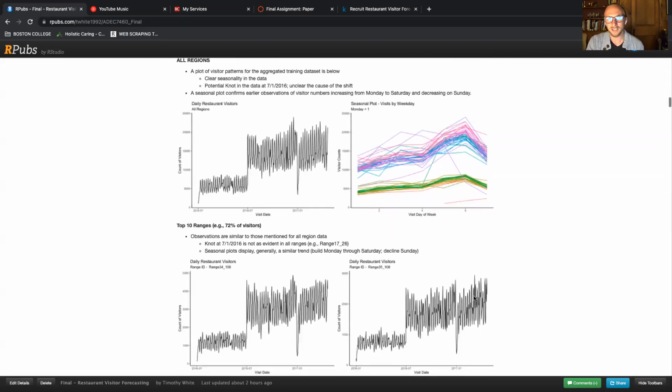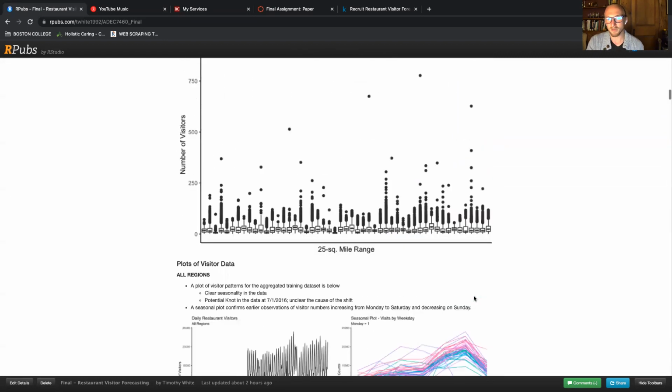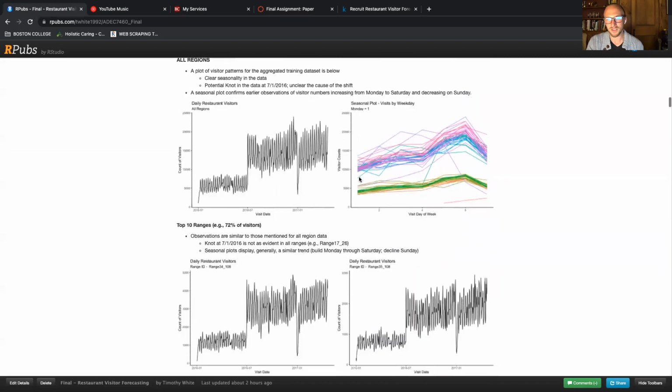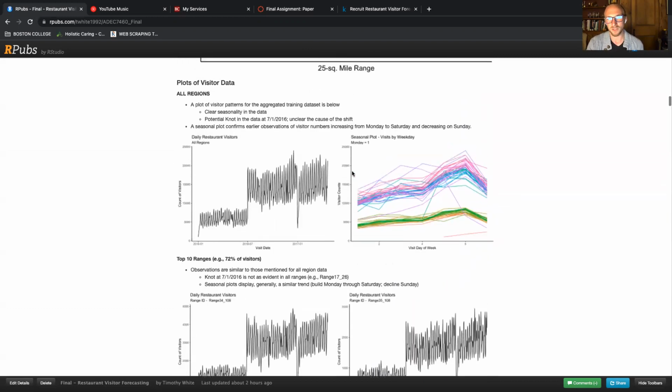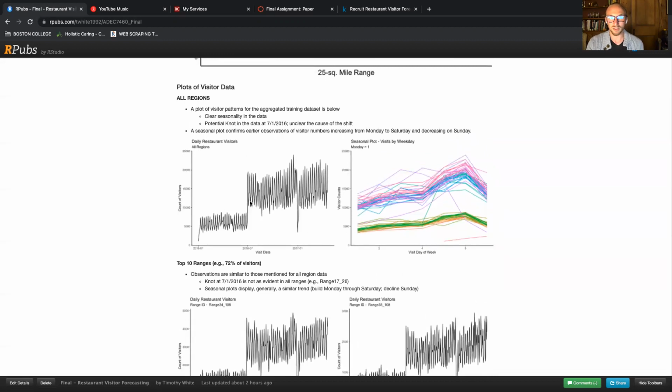Plots of the data confirmed some of what I saw in weekdays, but also gave me a better sense visually of what I was working with. In terms of the aggregate data, there's clear seasonality week to week. There's a huge jump in July 2016, and a huge drop in January 2017.